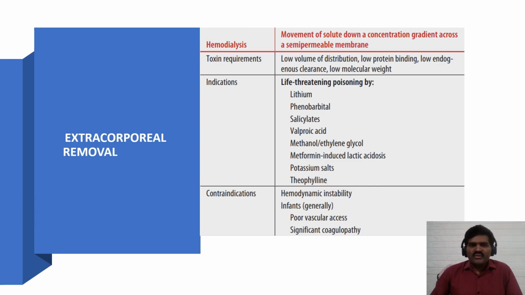Indications for extracorporeal removal in hemodialysis include life-threatening poisoning by lithium, phenobarbital, salicylates, valproic acid, methanol, ethylene glycol, metformin-induced lactic acidosis, potassium salts, and theophylline. Contraindications: hemodynamic instability, and in infants it's generally contraindicated due to poor vascular access and significant coagulopathy.